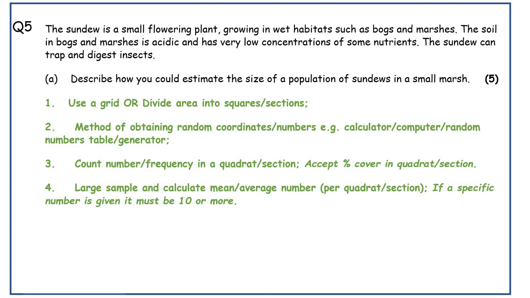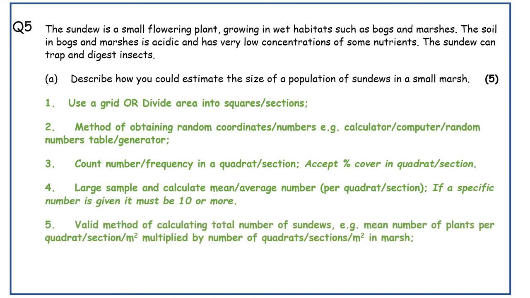You would use a large sample and you would calculate a mean or average number. And then you would use a valid method of calculating the total number of sundews, like the mean number of plants per quadrat multiplied by the number of quadrats or metre squared in the marsh.